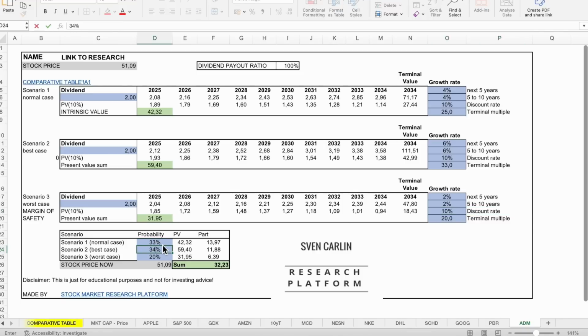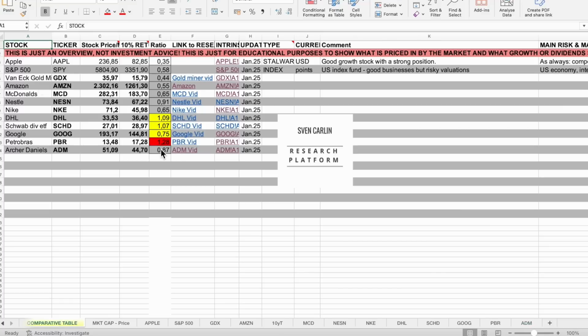I'll put here 33, 34, 33, as I don't know for how long the food downturn will last. So maybe we'll get just an opportunity for this in the future, which will then give me a margin of safety at 30, which will then signal that this is a strong buy. For now, on the comparative table, we are close to a fair value of 10%. We are most likely at 8% now, given the good dividend and the potential growth, but that is already something.